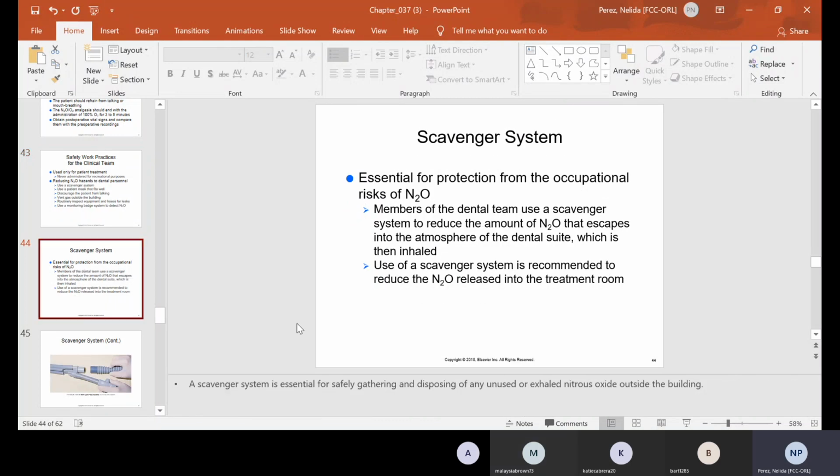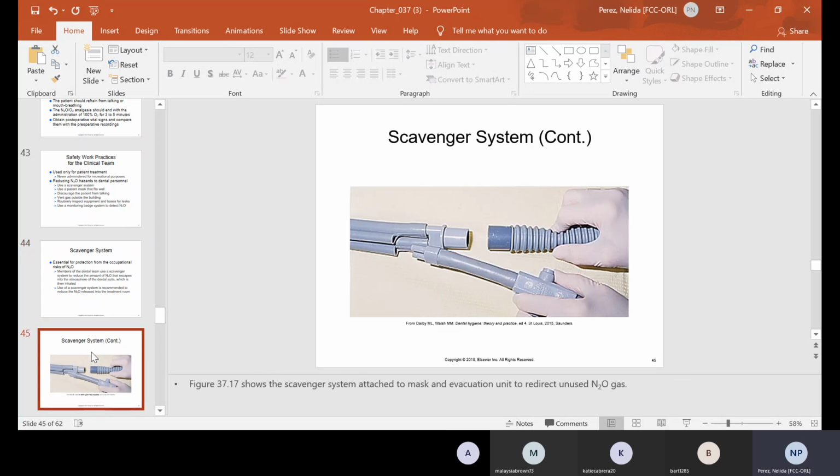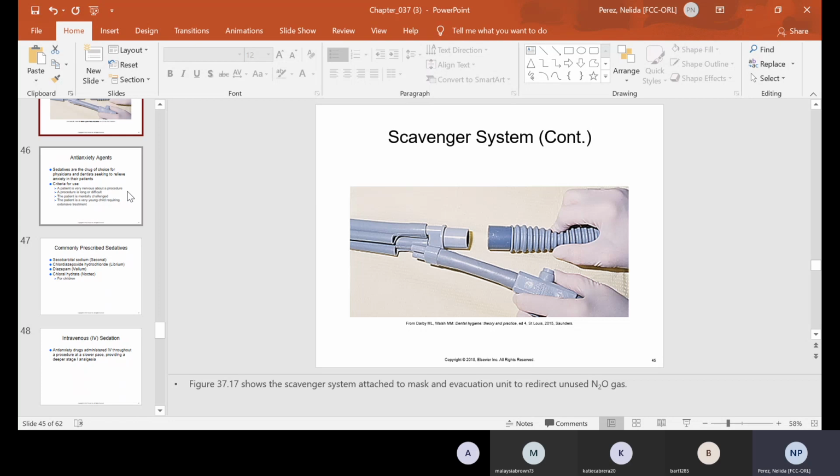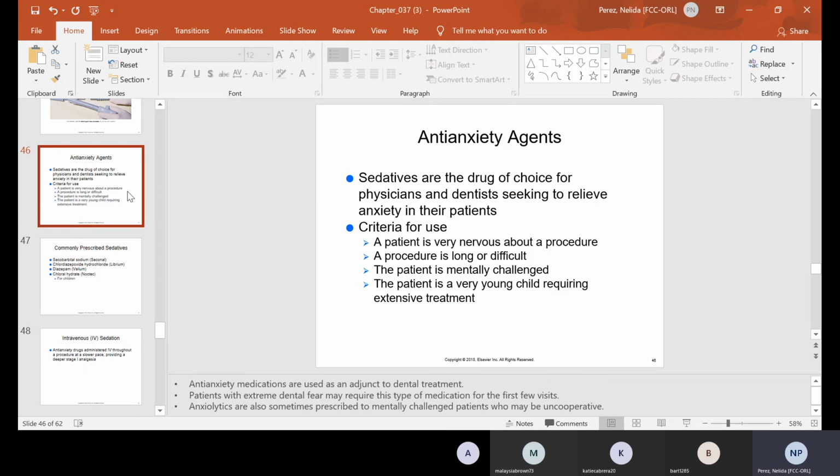The scavenger system is essential for protection from the occupational risk of nitrous. Members of the dental team use a scavenger system to reduce the amount that escapes into the atmosphere of the dental suite or office, which is then inhaled. The scavenger system is recommended to reduce nitrous release into the treatment room, and it looks like this. If we're giving it, we don't want to smell it, because then we're not going to be able to do our job. So we have to make sure that it's going into the scavenger system.